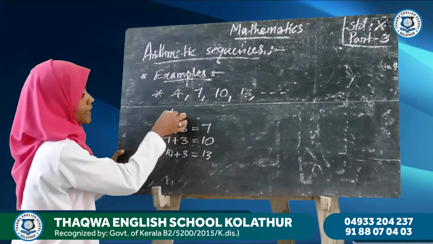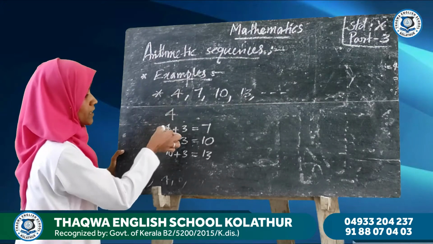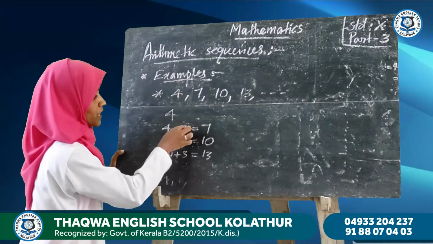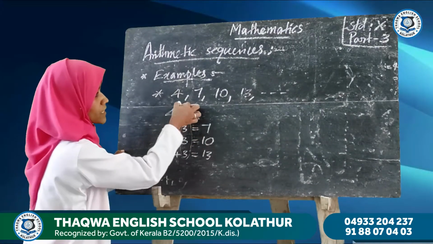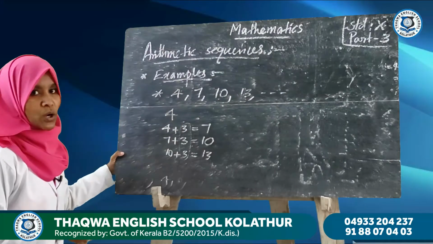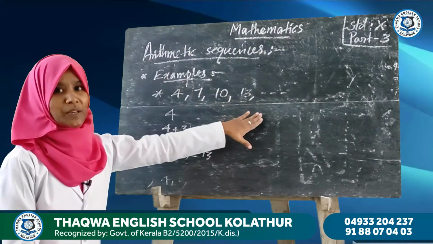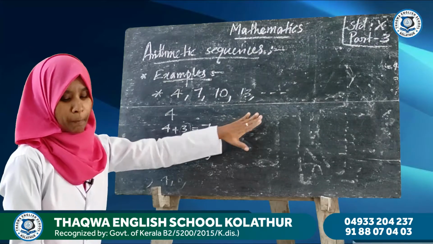ഇപ്പോൾ ഇവിടെ 4ൽ തുടങ്ങിയിട്ടുണ്ട്. ദെൻ അടുത്ത ഓരോ ടേംസും 3 ആഡ് ചെയ്തപ്പോൾ നമുക്ക് കിട്ടിയത് സീക്വൻസിലെ ടേംസ് ആണ്. സോ ദിസ് ഈസ് ആൻ അരിത്മെറ്റിക് സീക്വൻസ്. ഓക്കെ.